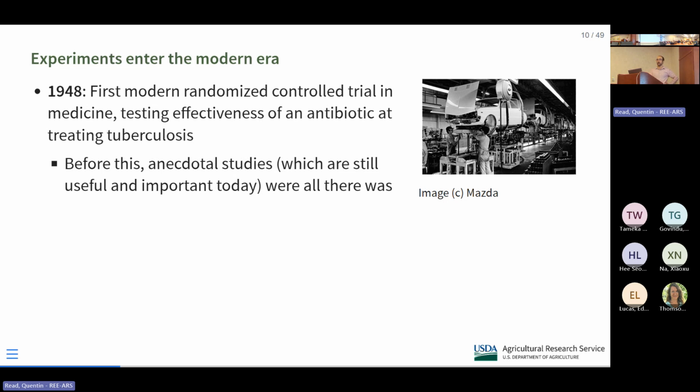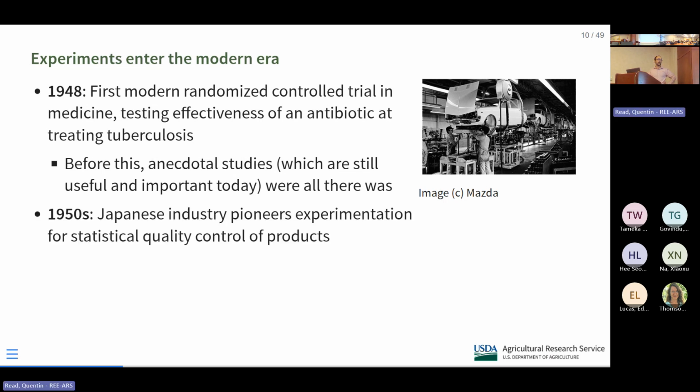Before that, pretty much all there were were these anecdotal studies, although we still see them today. Some diseases are just too rare to do experiments on, and all you can do is anecdotal studies. But before the RCTs, that was all there was. And experimentation also took a big step in industry, especially in Japan after World War II. Japanese automakers and others started to do experiments within their plants to test basically quality control of their products. And that's obviously very widespread in all industries now.